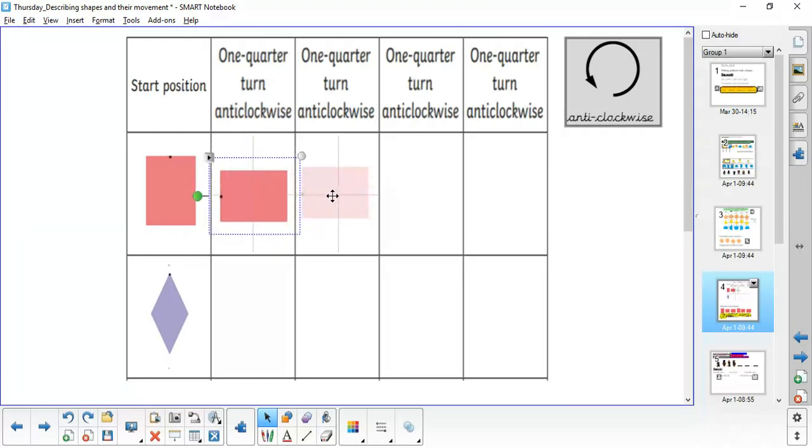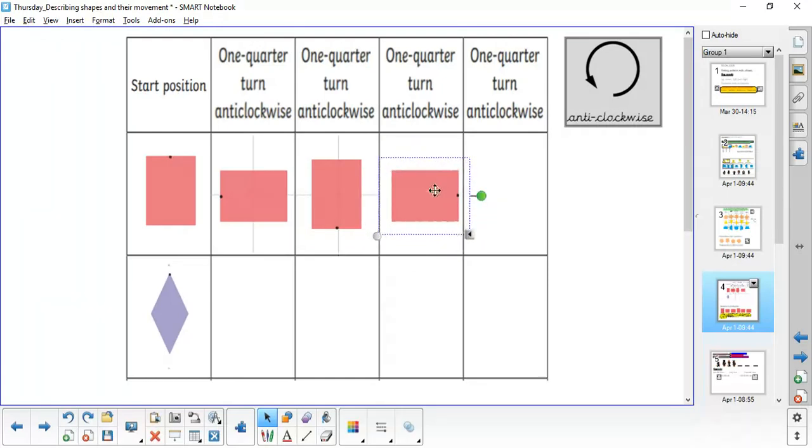And then the same again, 1/4 turn anti-clockwise, 1/4 turn anti-clockwise, and 1/4 turn anti-clockwise. And we see that the shape is now the beginning of the next pattern.